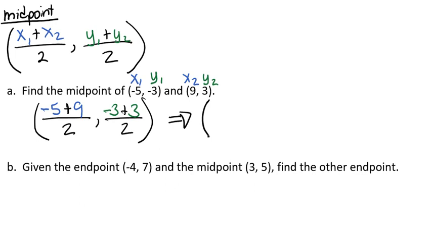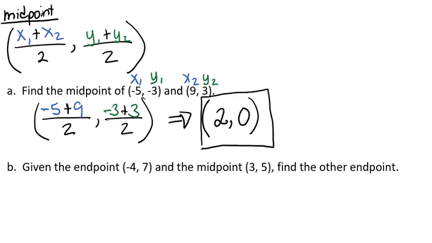So we can plug in -5 plus 9 divided by 2 into our calculator, and that's going to give us a value of 2. If we plug in -3 plus 3 divided by 2, that's going to give us a 0, because 0 divided by 2 is 0. And we have now found the midpoint of those 2 points, and we're finished.